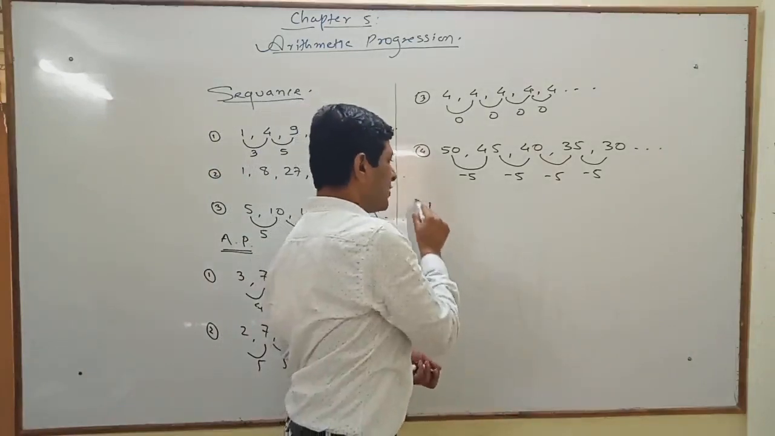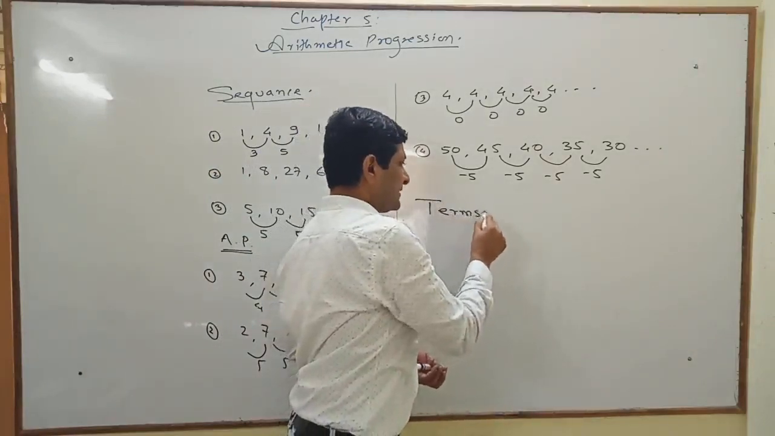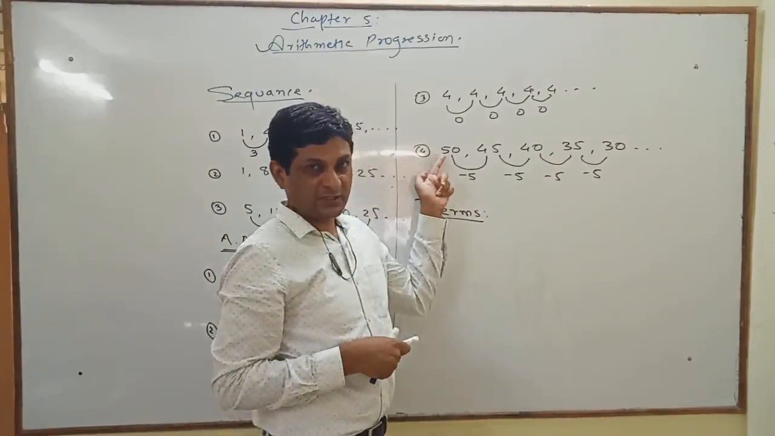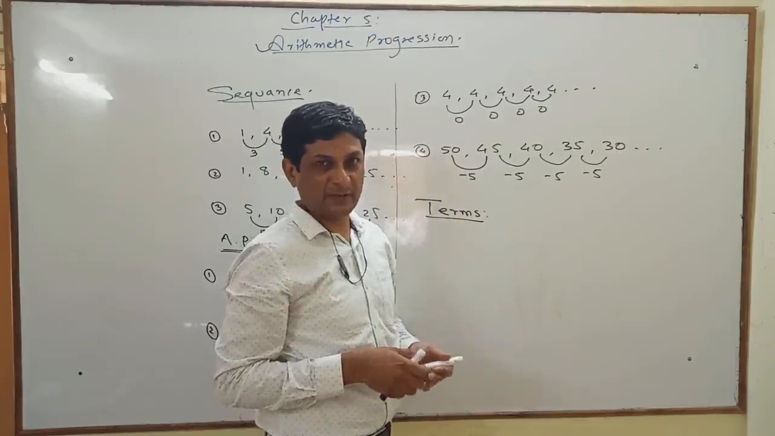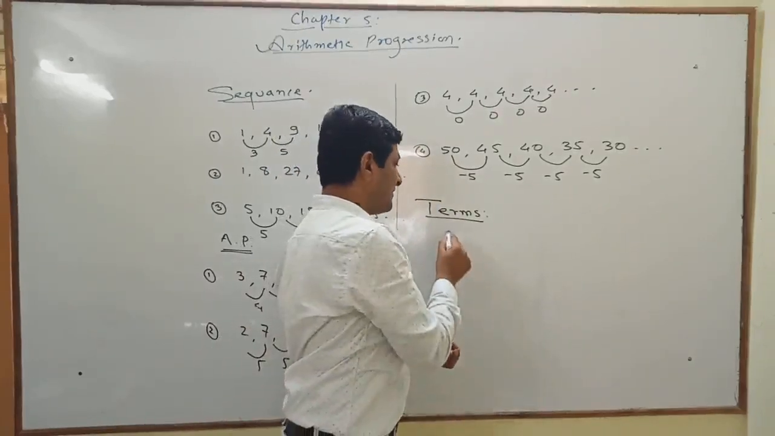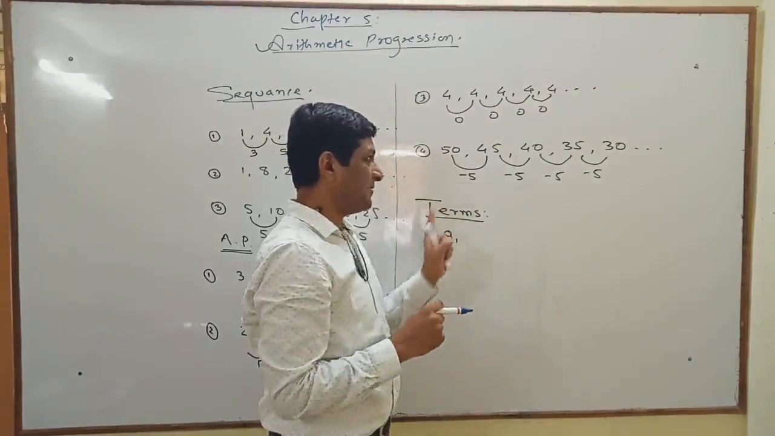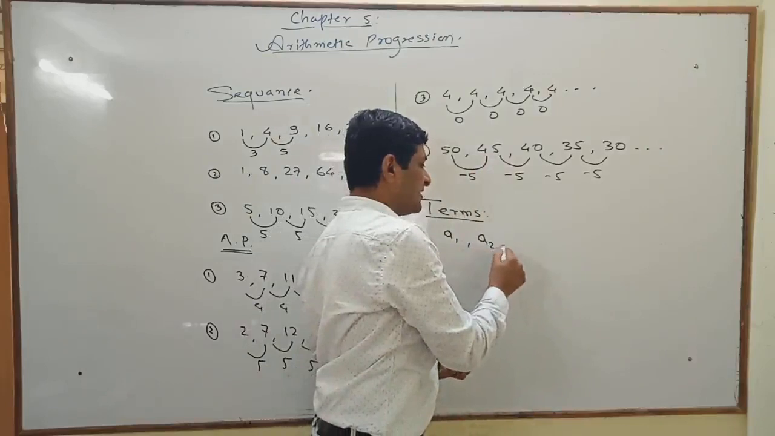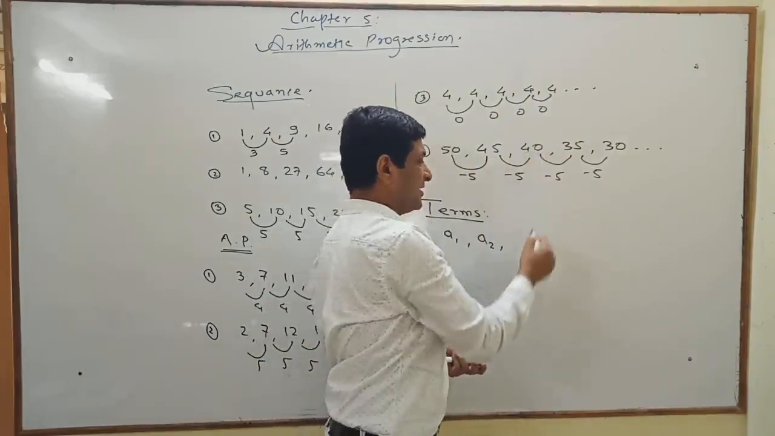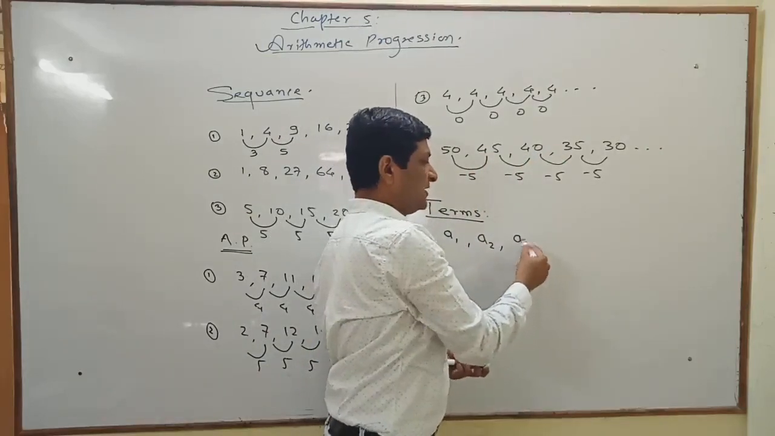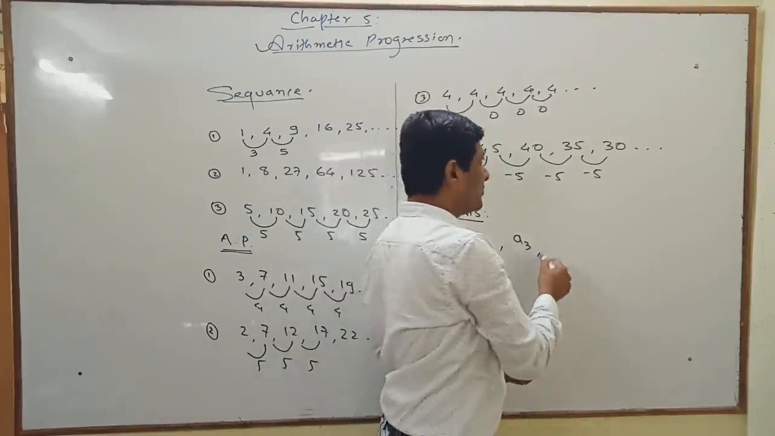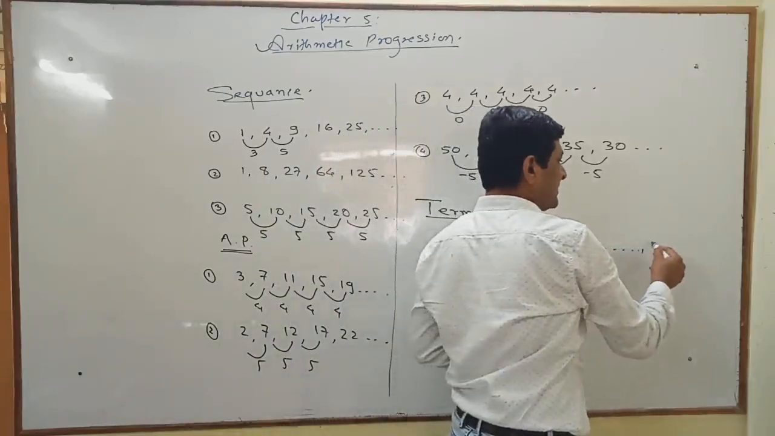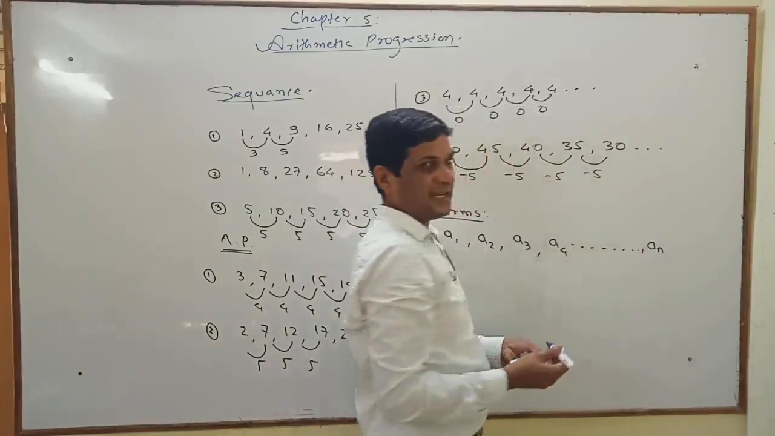Now let us discuss the terms. The number in the first position is called the first term of the arithmetic progression and is denoted by A1. The second number in the arithmetic progression is called the second term and is denoted by A2. In the same way, the third number is called the third term and is denoted by A3. The fourth number is called the fourth term and is denoted by A4. In the same way, the nth term is denoted by AN.